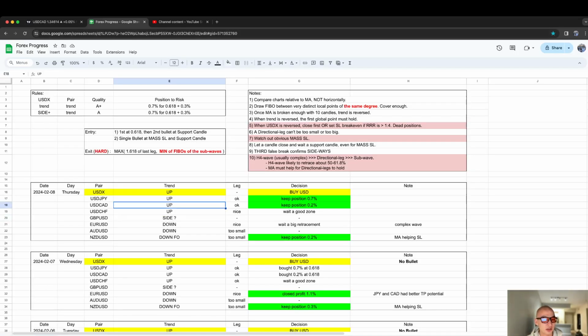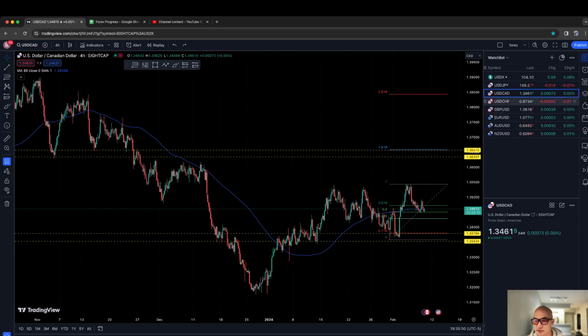Okay, USD Canada dollar trend is up, leg size is okay, and our decision is to keep the position at 0.2% and let it run into take profit. If everything goes bad and I lose this position, I'll be losing 0.2% of my account. That's totally fine.